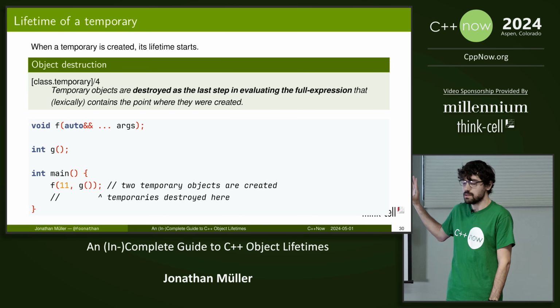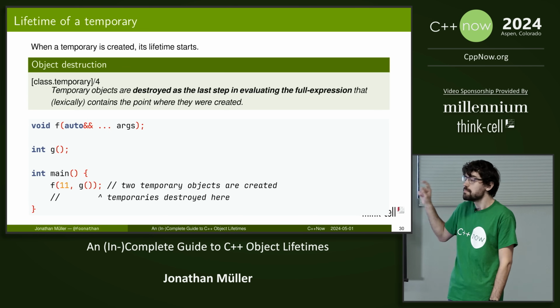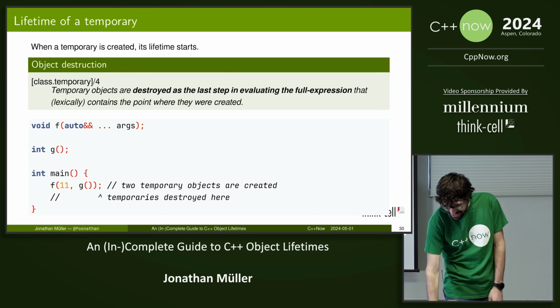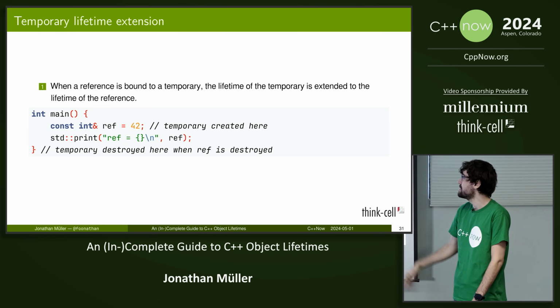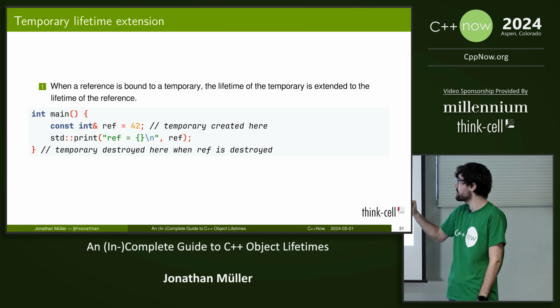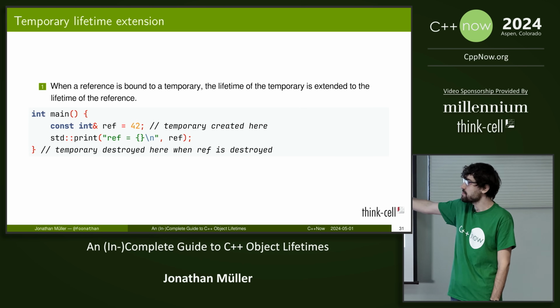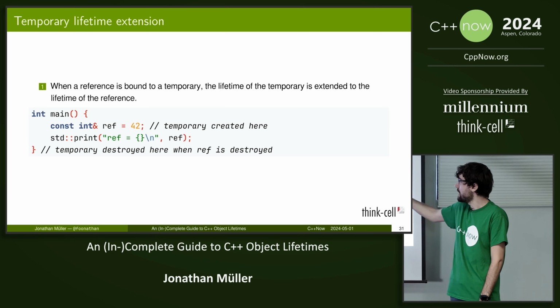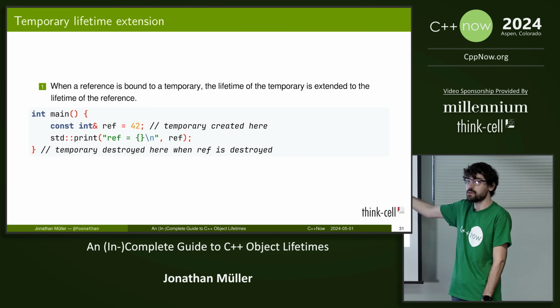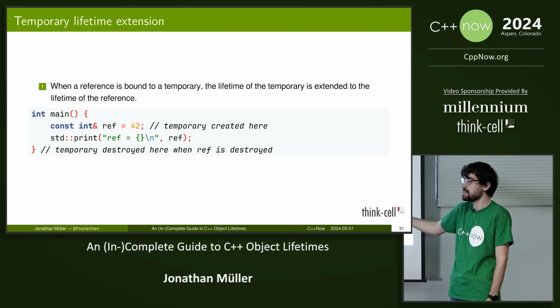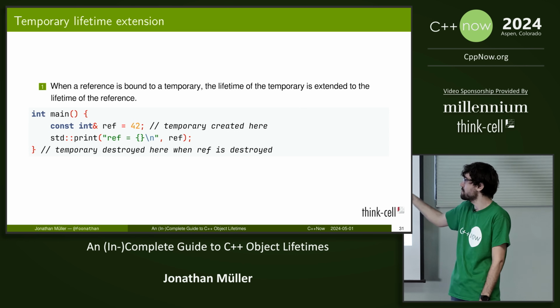So there are exceptions. This is called temporary lifetime extension. The first thing is when you bind a reference to a temporary, the lifetime of the temporary is extended to match the lifetime of the reference. So here we're creating a temporary to bind the reference. And with the previous rule, it would be immediately destroyed at the semicolon, which would be silly, right? So the lifetime is extended to match the lifetime of the reference.